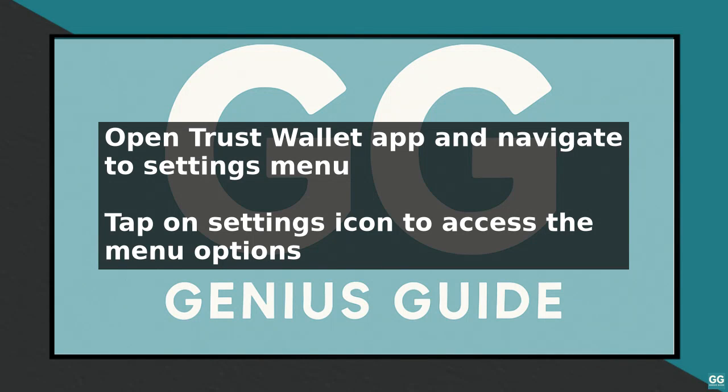To set up Trust Wallet Face ID login, start by opening the Trust Wallet app on your device. Navigate to the Settings menu, usually represented by 3 horizontal lines or a gear icon. Tap on the Settings icon to access the menu.